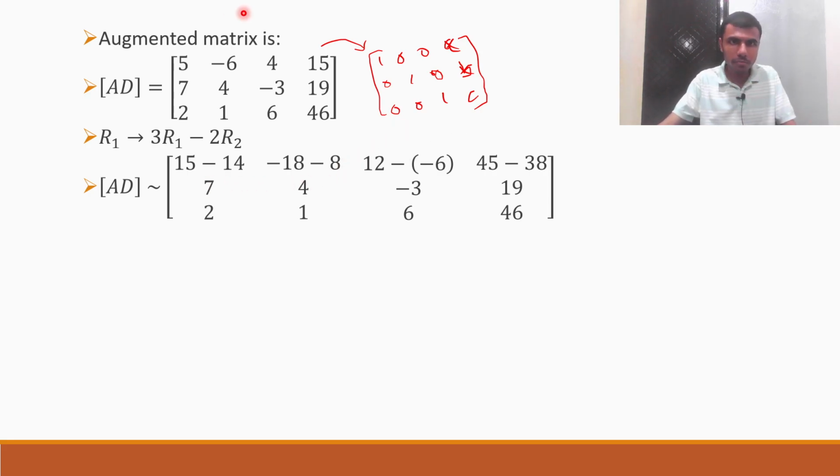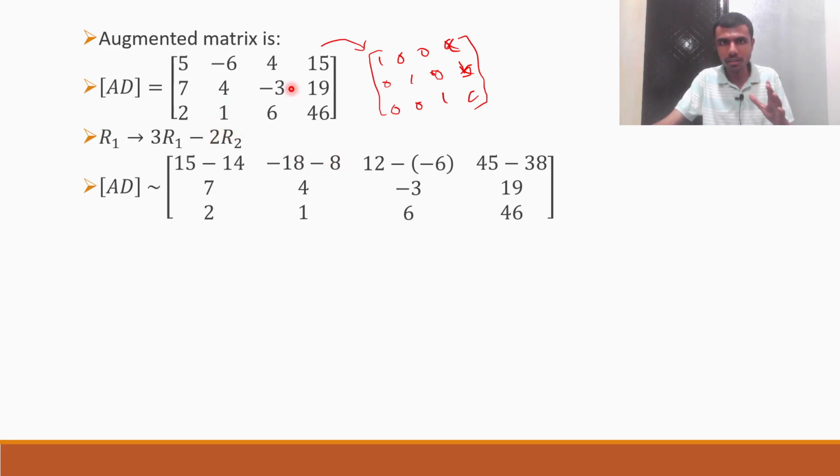Now see, as I mentioned, whenever you change, the entire row will change. So R1 implies 3R1 minus 2R2. That means each element of R1 will get multiplied by 3, minus 2 times this. So 3 5s are 15, minus 2 into 7 is 14, 15 minus 14. Same thing for the second element also. 3R1, that means 3 into minus 6 is minus 18, minus 2R2, 2 into 4 is 8, minus 8 I'll get.